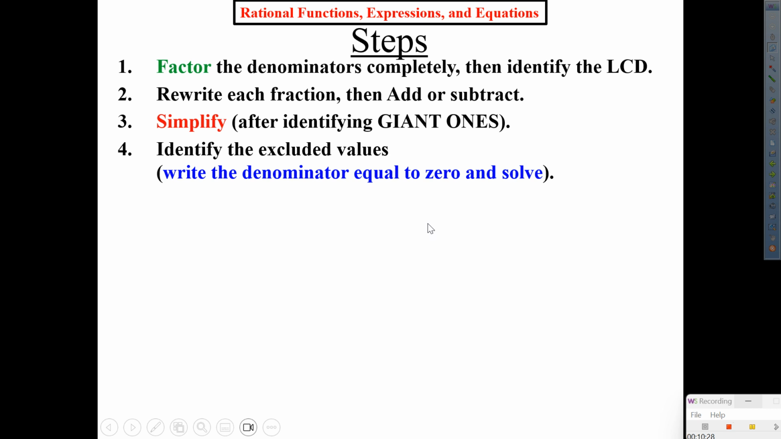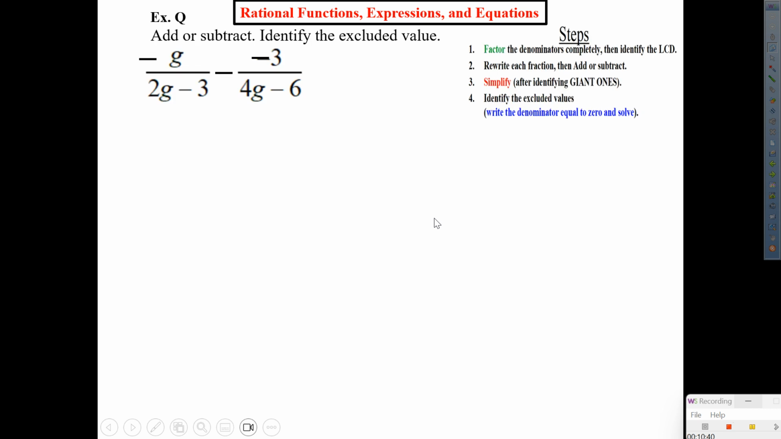So, y'all ready? Yes, Mr. Q, bring it! Okay, copy example Q: negative g over 2g minus 3, minus negative 3 over 4g minus 6. Copy that, please, and then we'll do the whole thing together.